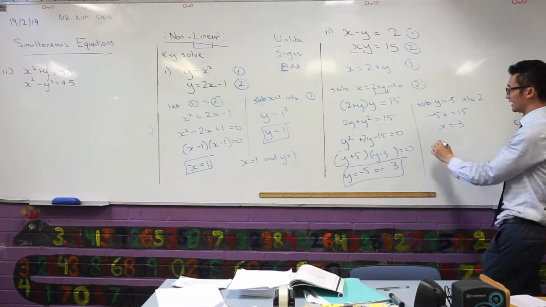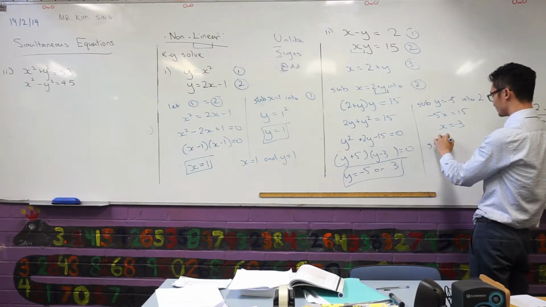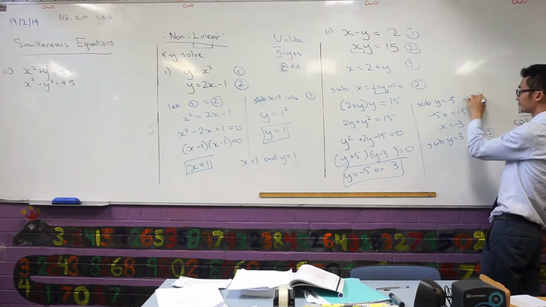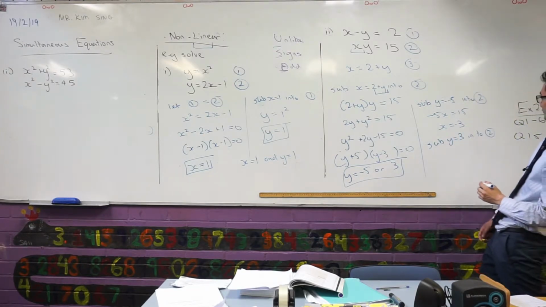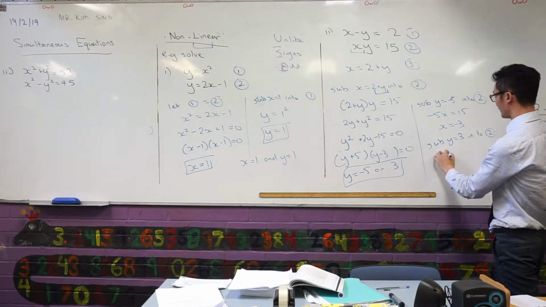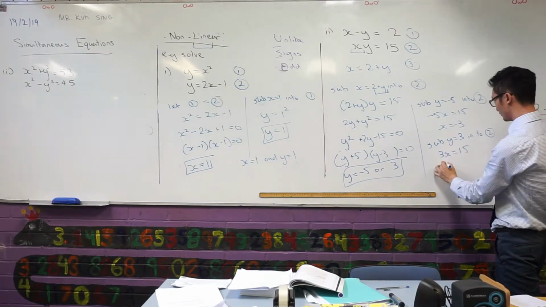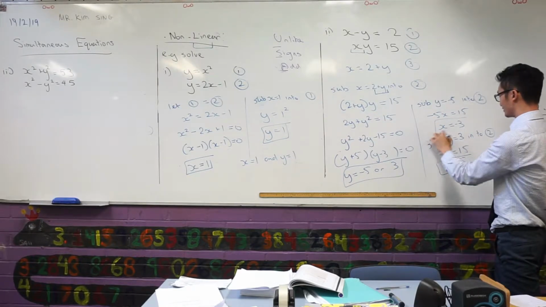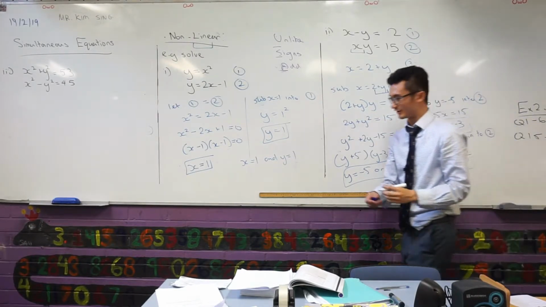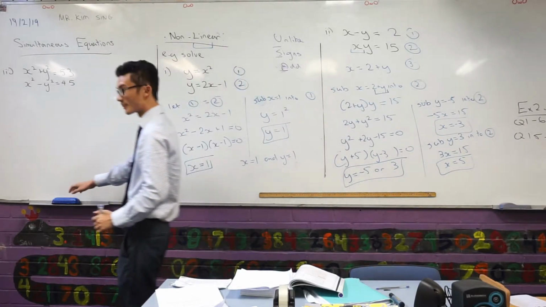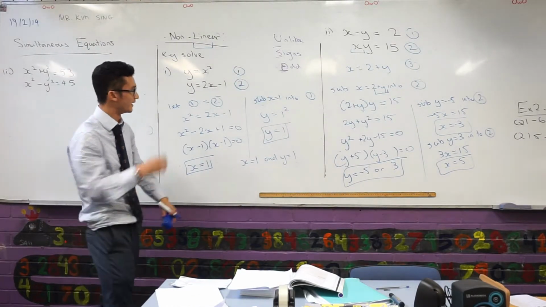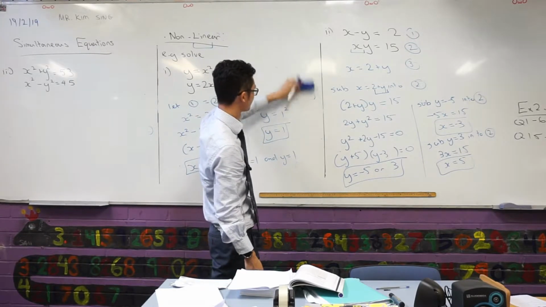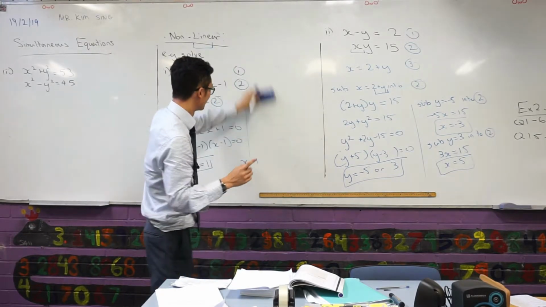Or what's the other thing I have? I can sub y equals 3 into 2. And I'll end up with something slightly different. I'll have 3x is equal to 15, or x is equal to 5. So those are my answers there. Are you happy with that? Yeah? No? Why not, Matt? I'm actually not happy.